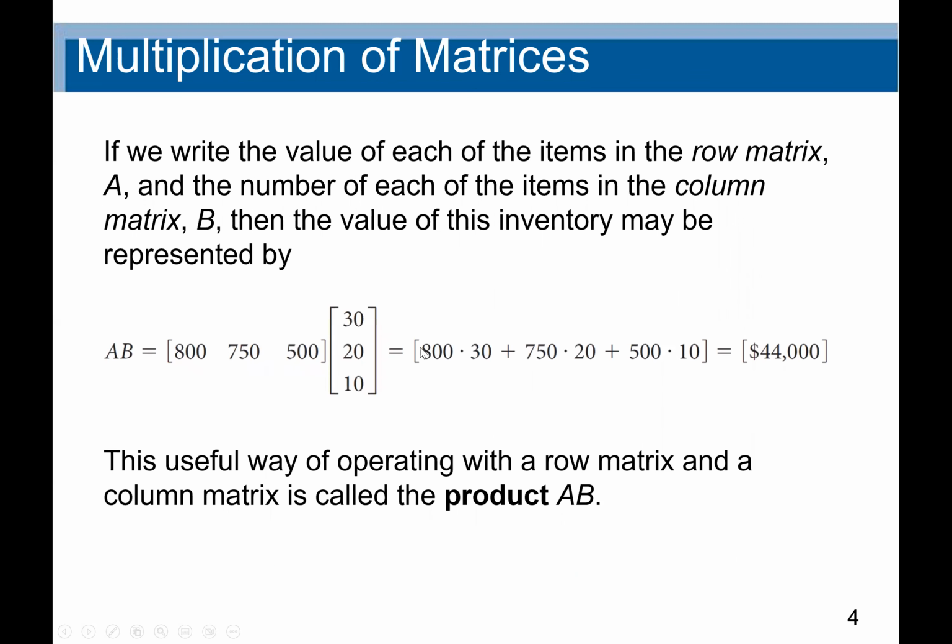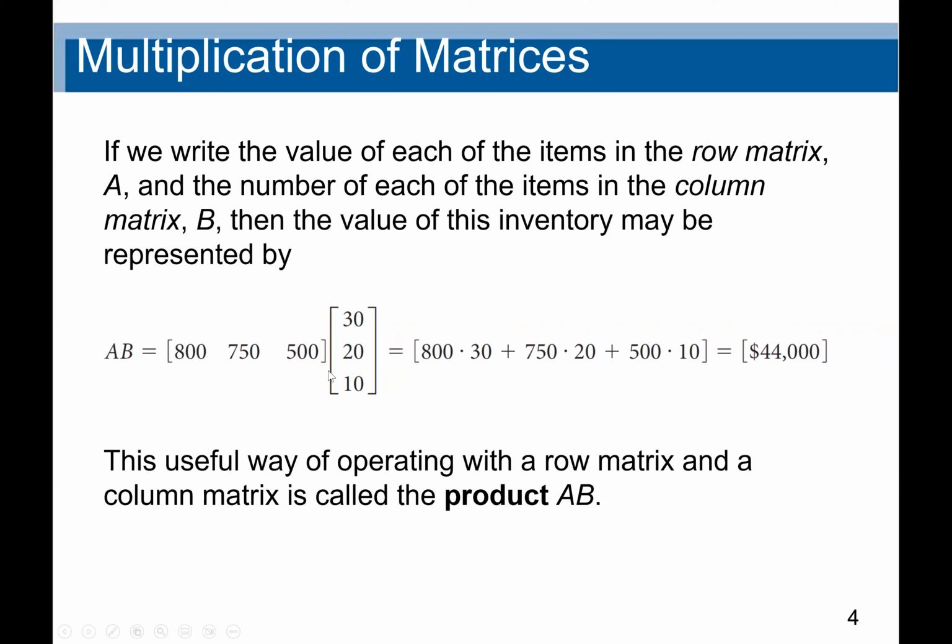Now we can calculate this mathematics by using a matrix. Let's assume matrix A is the price of each item and matrix B is the quantity. So here we have matrix A as 800, 750, and 500. Then matrix B is 30, 20, and 10.